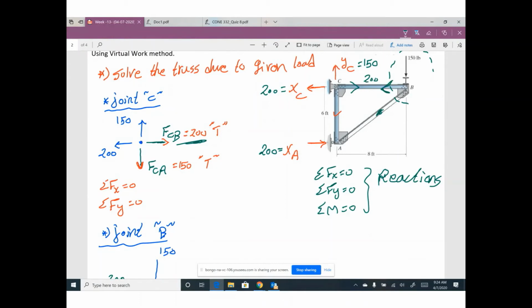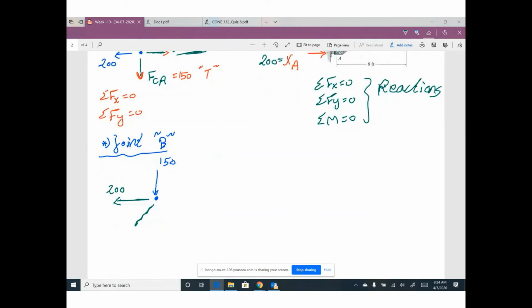Tension. The force in this member from this side is tension. It will be from the other side, tension also, 150. I'm still looking for the force in member AB, so I'm trying to solve this one. I will assume this force in this direction. That makes sense for me.